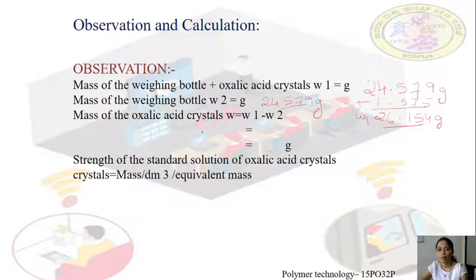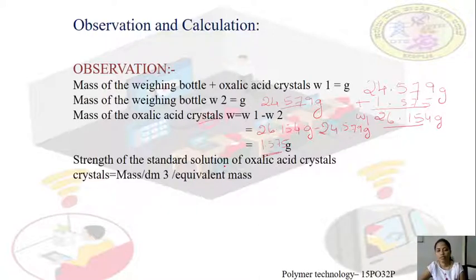Now the mass of the oxalic acid crystal is W1 minus W2, that is 26.154 gram minus 24.579 gram. So we will get 1.575 gram. This is the mass of the oxalic acid crystals.